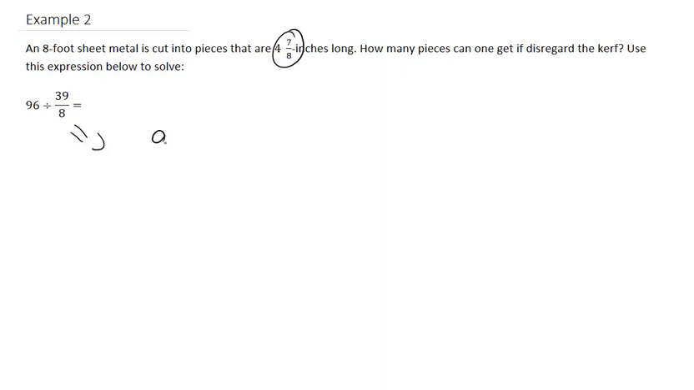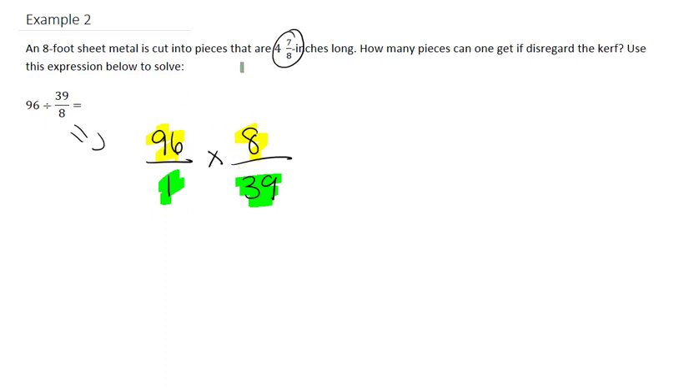We'll put this 96 over 1 to make it a fraction. Then instead of dividing, we're going to multiply, and we're going to take the reciprocal of the second one. So now we have our problem all set up. Now we have 96 times 8, and then we have 1 times 39.